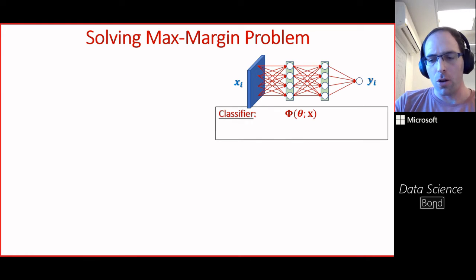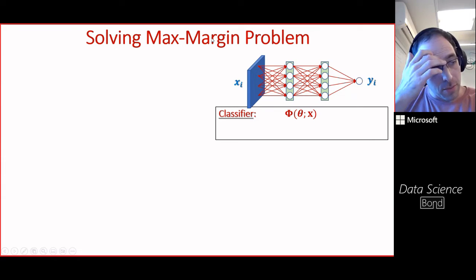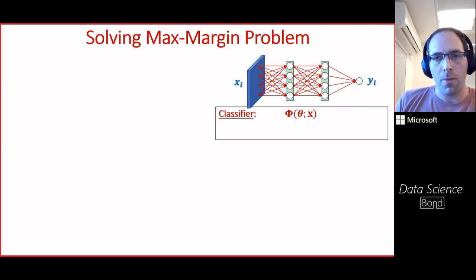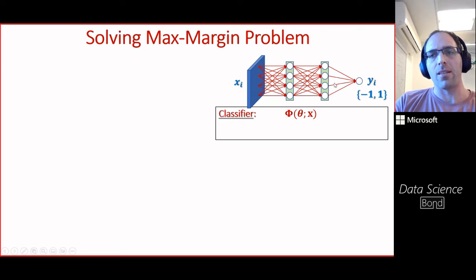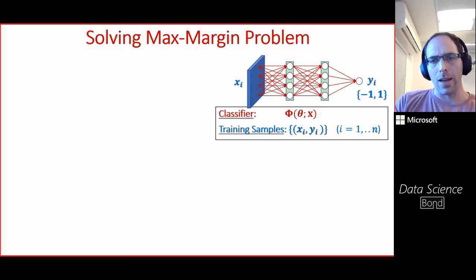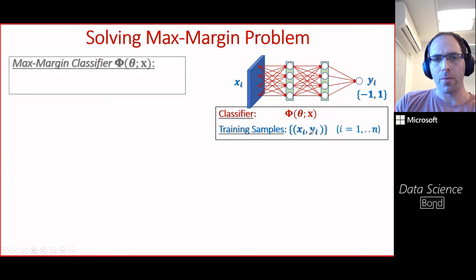Okay, so I'm going to tell you about solving the maximum margin problem, because the theorem tells us that the parameters converge to the solution of a maximum margin problem. So what is a maximum margin problem? You have the classifier phi with parameters theta and input x, and it is a binary classifier. In our case it can be generalized to multiclass, and we can take that offline, but we are going to focus on binary classifiers here. And you have the training samples, xi and yi. You have n of them.